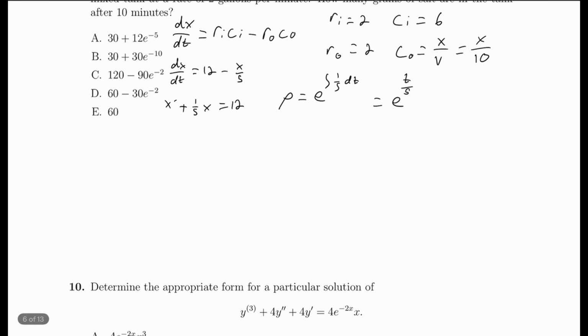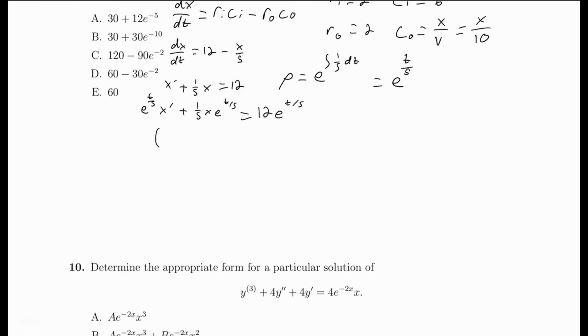Great. We can go ahead and multiply everything by that. We'll get e to the t over 5 times x prime plus 1/5 x times e to the t over 5 equals 12 e to the t over 5. We can see our product rule on the left-hand side, that's just x e to the t over 5 prime is equal to 12e to the t over 5. And if we integrate both sides, we'll get x e to the t over 5 is equal to the integral here, pull down the 5, is going to be 60 e to the t over 5 plus c. Remember your plus c there.